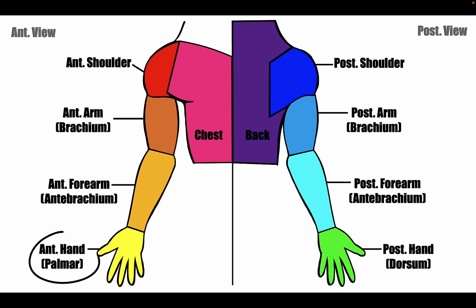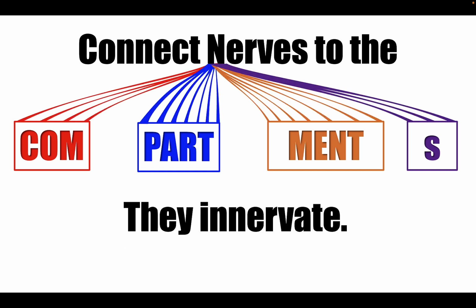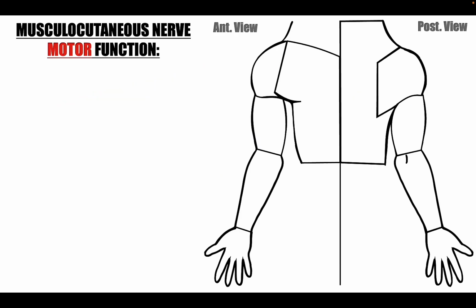The anterior hand is known as the palmar surface or palm. The posterior hand is known as the dorsum or dorsal surface. Now we can connect these compartments we've created to the nerves that innervate them. Starting with the musculocutaneous nerve.